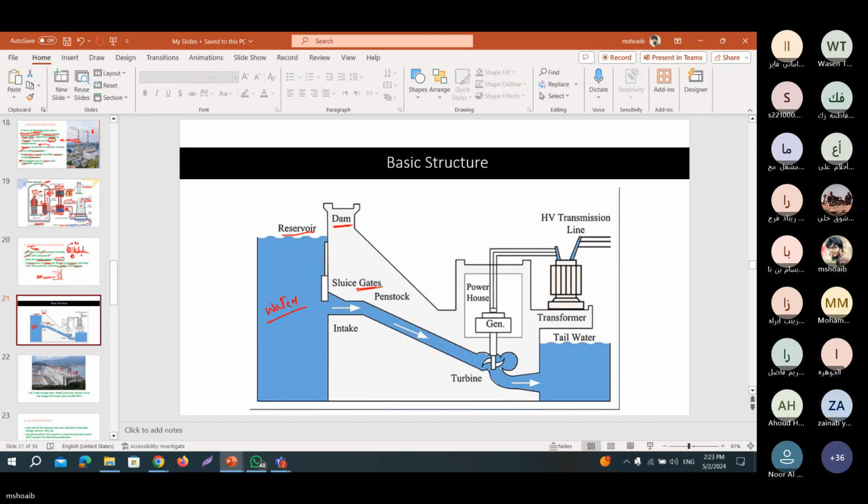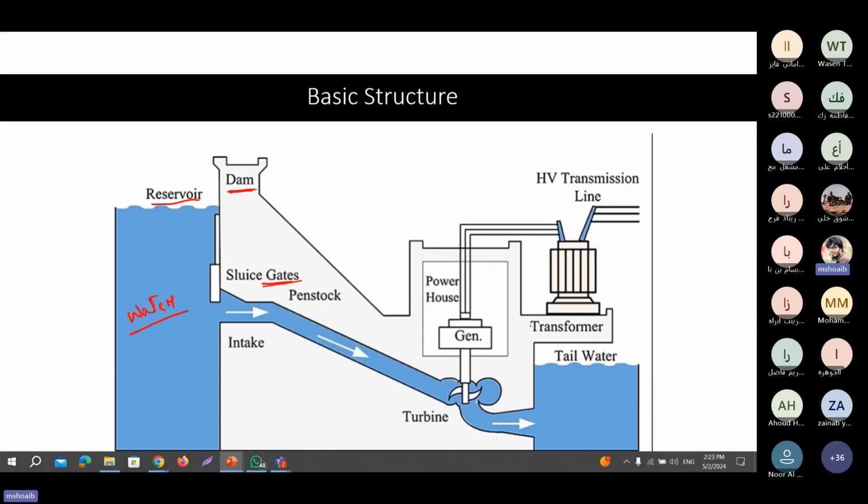So this flow of water goes this way. Whenever it comes down from this level of height, you understand that it will generate a high pressure. And that pressure is used to rotate the blade of the turbine.